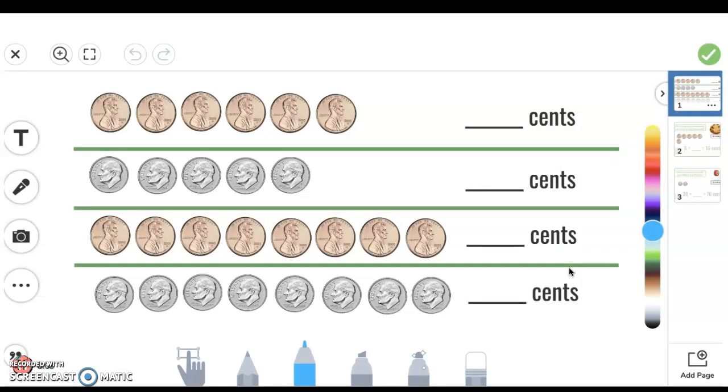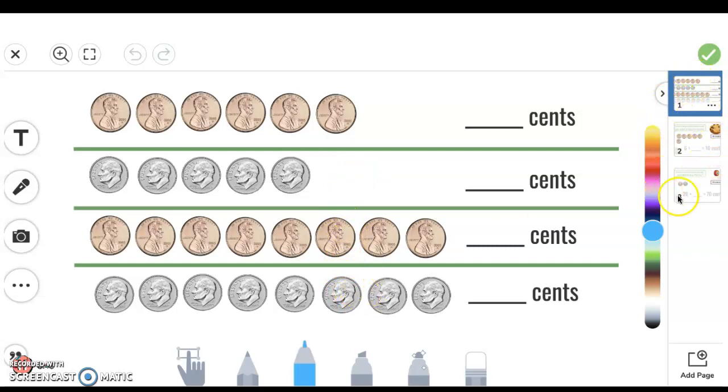On your seesaw activity today, you are going to count the number of coins in each row. So if I were counting pennies, would I count by ones or tens? I would count by ones because a penny is worth 1 cent. So you would count these up and then use the drawing tool to write the correct number on this blank line. Then, when you see dimes, are you going to count by ones or tens? You're going to count by tens because a dime is worth 10. And then once again, write the correct number on the line. So you're going to do that for this row, this row, this row, and this last row.